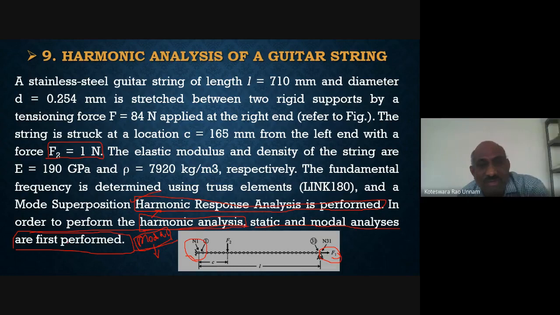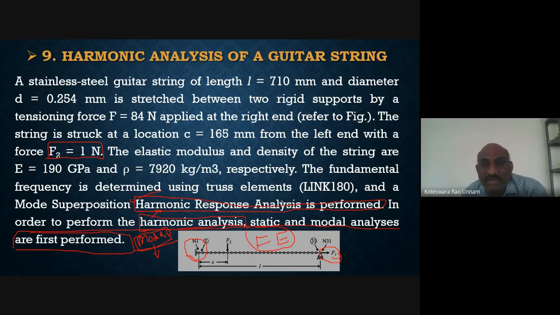So first we'll carry out static and modal analysis, then we'll use the information of these two to carry out the harmonic analysis. Okay, right. To do that, first we need to create the FE model. First, we need to create the FE model for the string, whether it is static analysis or modal analysis or harmonic analysis. First, we need to create the FE model.